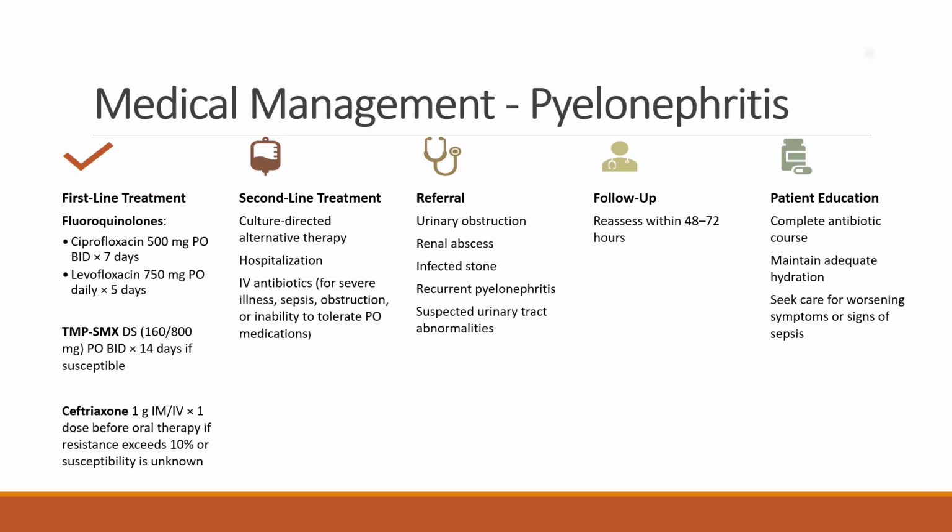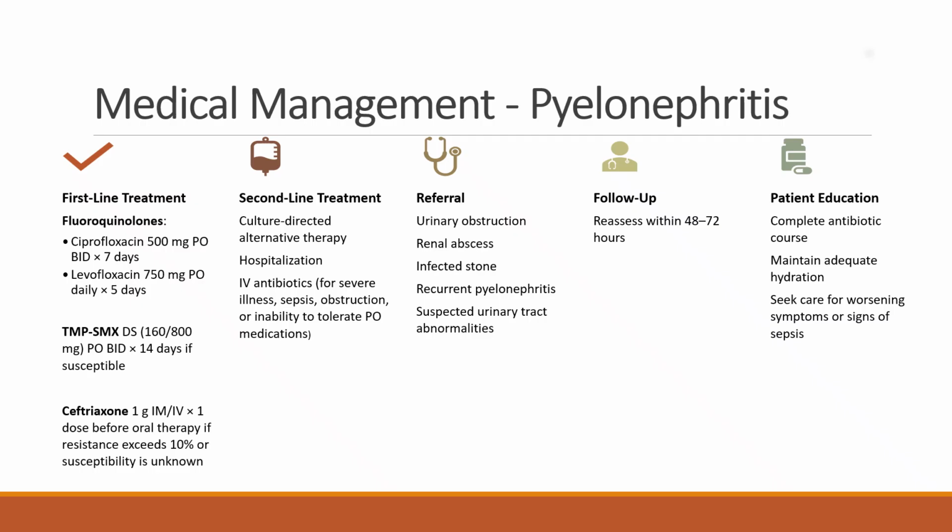For pyelonephritis, first-line outpatient treatment includes fluoroquinolones such as ciprofloxacin or levofloxacin. Trimethoprim-sulfamethoxazole, which is Bactrim double strength, may also be used based on culture results. Ceftriaxone IM or IV may be given before oral antibiotics when resistance is a concern.